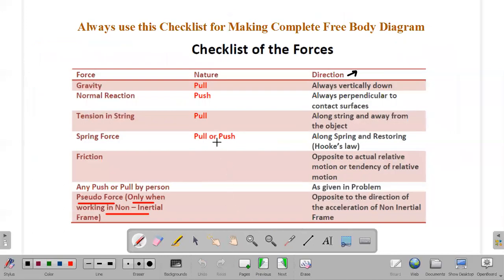So if you make the free body diagram looking at this checklist and move one by one, that means first you consider the gravity force, then draw all normal reaction forces from all contacts, then draw all tension forces, then spring force, then friction force, then any push or pull by a person, and then pseudo force. If you do it in a sequential way, trust me, you will never make any kind of mistake. Your free body diagram will be absolutely perfect. And once the free body diagram is absolutely perfect, the question is almost done.